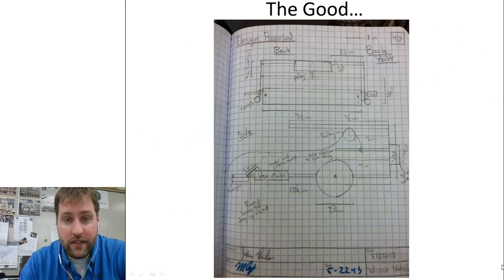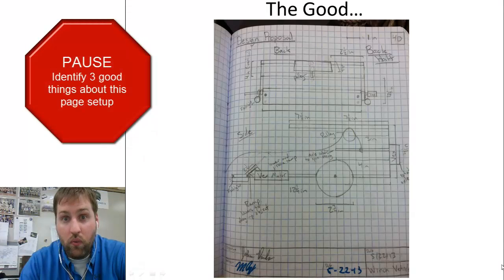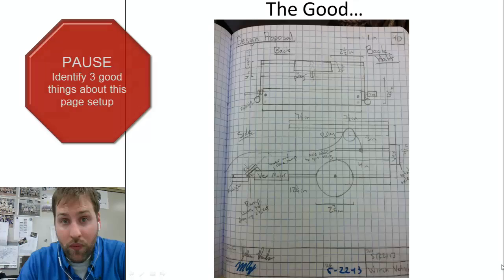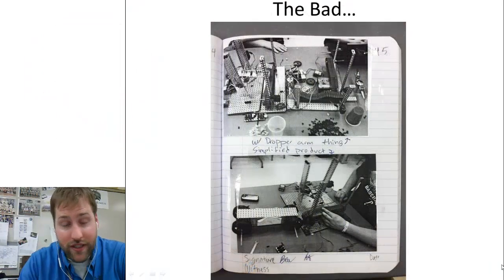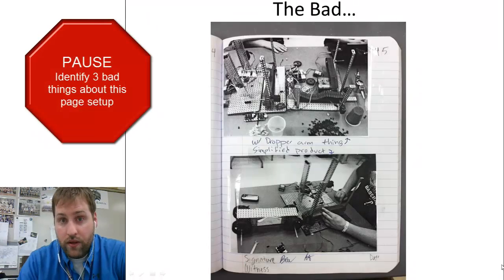Now, let's look at some actual engineering notebooks. Here's an example of a good engineering notebook. Before we go any further, take a quick moment and pause, and pick out 3 elements that you feel this engineering notebook did well. Go. Now, this is an example of the bad. On this engineering notebook page, you can see that there are things that are wrong with the way they set this page up. Before we go any further, pick out 3 things that this engineering notebook is missing or did incorrectly. Go.